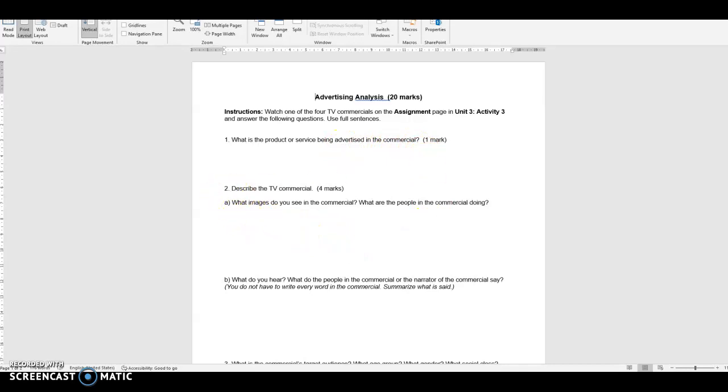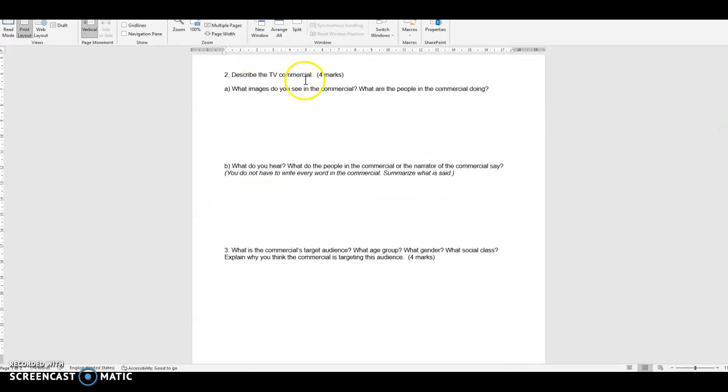And then if we move down to question number 2, it says describe the TV commercial. This question is broken up into A and B. In A, it says, what images do you see in the commercial? What are the people in the commercial doing? You don't have to describe every single frame of the commercial in every single detail, but do give me a sense that you understand what is going on in the commercial. So give me an explanation of the images that you see in the commercial. What are the actions that the people are doing in the commercial?